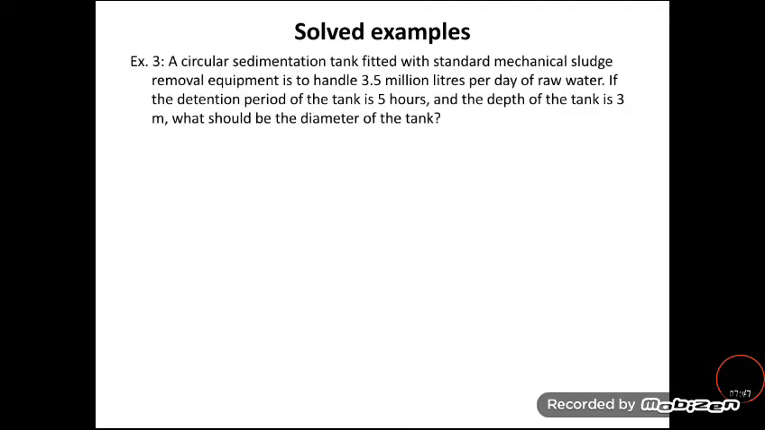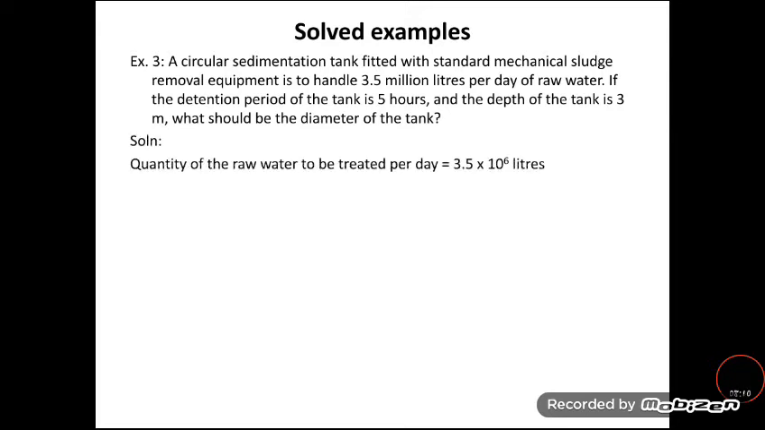The next problem is a circular sedimentation tank fitted with standard mechanical sludge removal equipment, to handle 3.5 million liters per day of raw water. The detention period of the tank is 5 years and the depth of the tank is 3 meter. Then they are asking about the diameter of the tank.